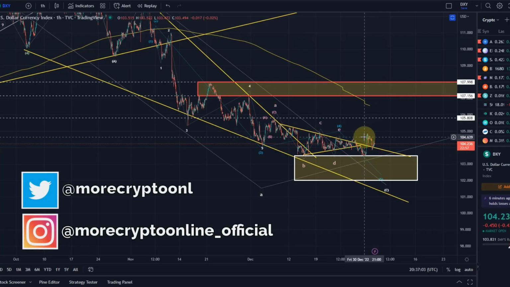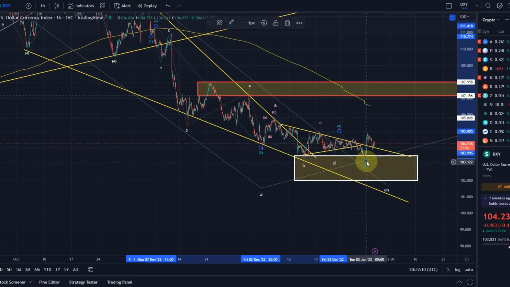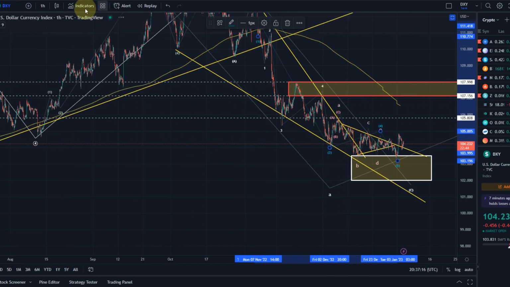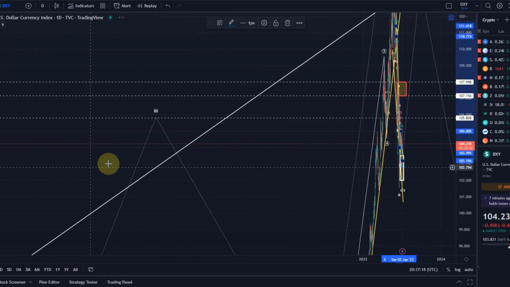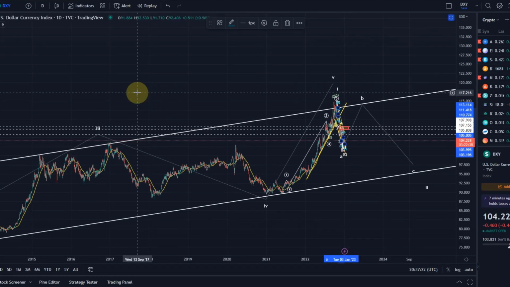We have seen a positive reaction to the support area here after we made a new low, and that basically confirmed my scenario. I already talked about that in the last video. Let's see if we are now starting to turn around. We're going to talk about that in this video. Before we do that, I promised in the last video to take a quick look at the higher level time frame.